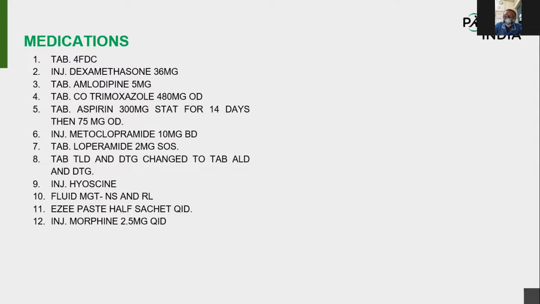Injection metoclopramide 10 mg BD, we had given this to prevent aspiration. And tablet loperamide 2 mg SOS we had given for the treatment of loose stool. Tablet TLD, DTG changed to ALD. As I said before, when we admitted the patient, the creatinine level was normal, then we started TLD, and after his creatinine level went to 2.8, we switched to ALD and DTG. And injection hyoscine we had given, for fluid management NS and RL we had given, and for nutrition Easy Paste half sachet QID, and injection morphine 2.5 mg QID we had given.